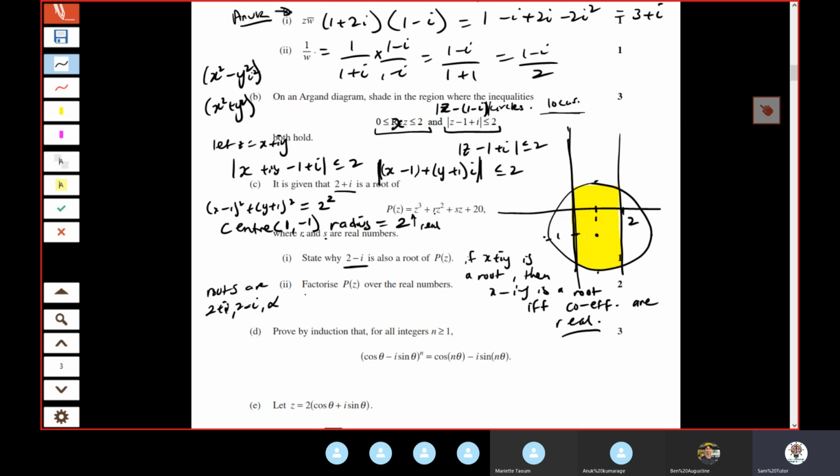And therefore you've got sum of roots 1 at a time, sum of roots 2 at a time, and product of roots. Product of roots would be 2 plus i times 2 minus i times alpha. So 2 times 2 is 4, 4 plus 1 is 5. So 5 alpha is equal to minus d over a, and therefore you just worked out what the third root is, which is negative 4.